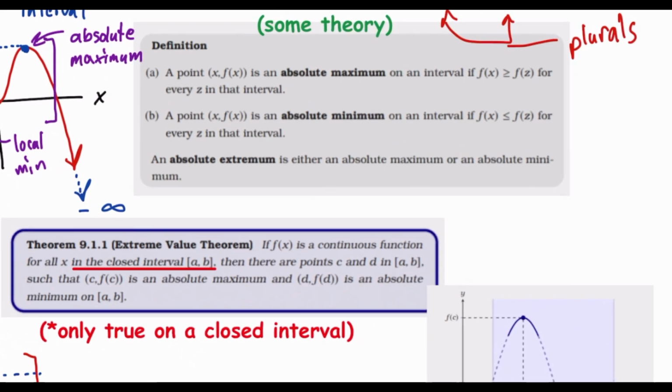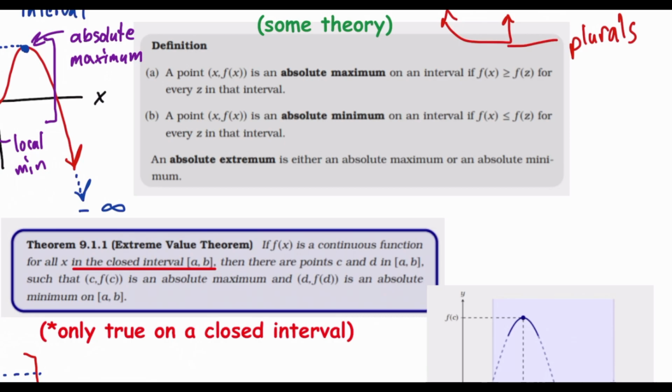So what is the definition of absolute or global extrema? Definition A. A point x, f of x is an absolute maximum on an interval if f of x is greater than or equal to f of z for every z value in that interval. So basically, if that point has the highest possible y value within a given interval, it is an absolute maximum.